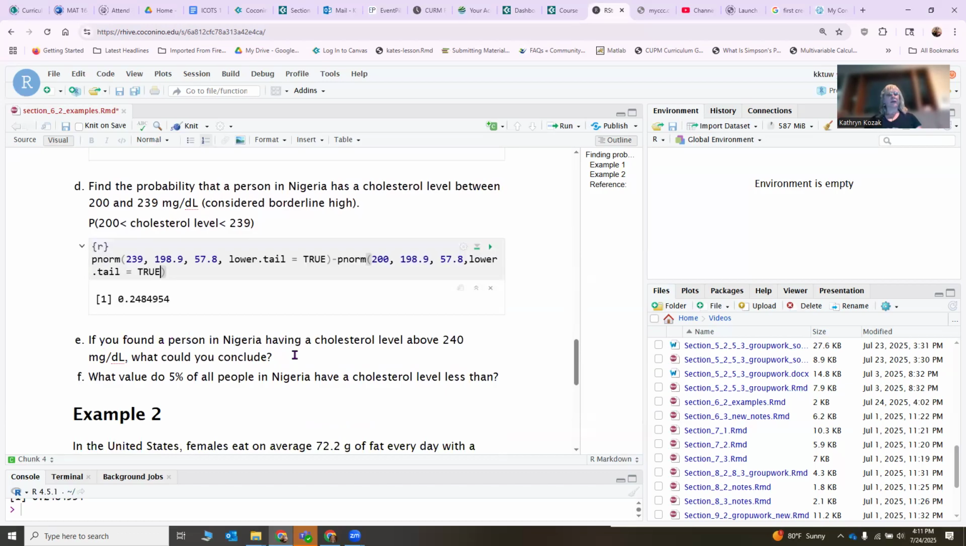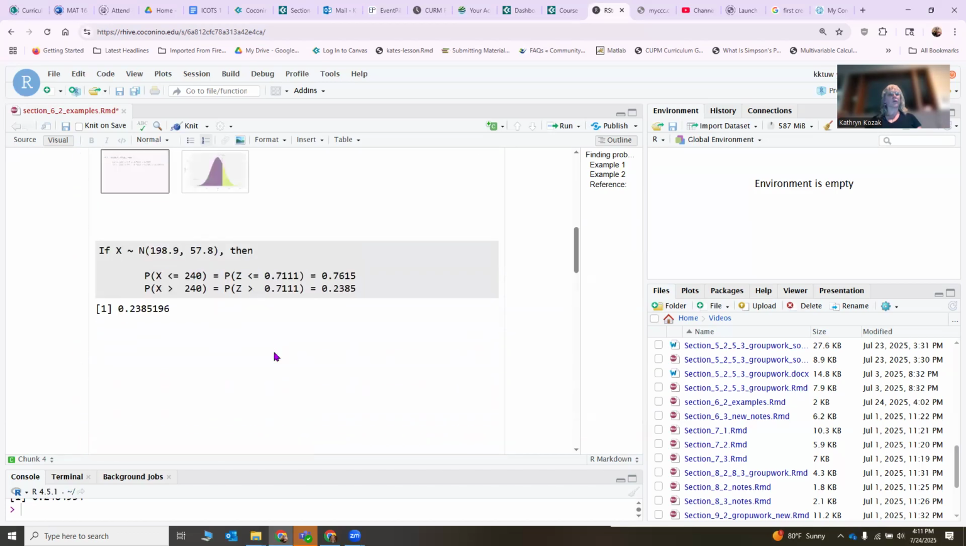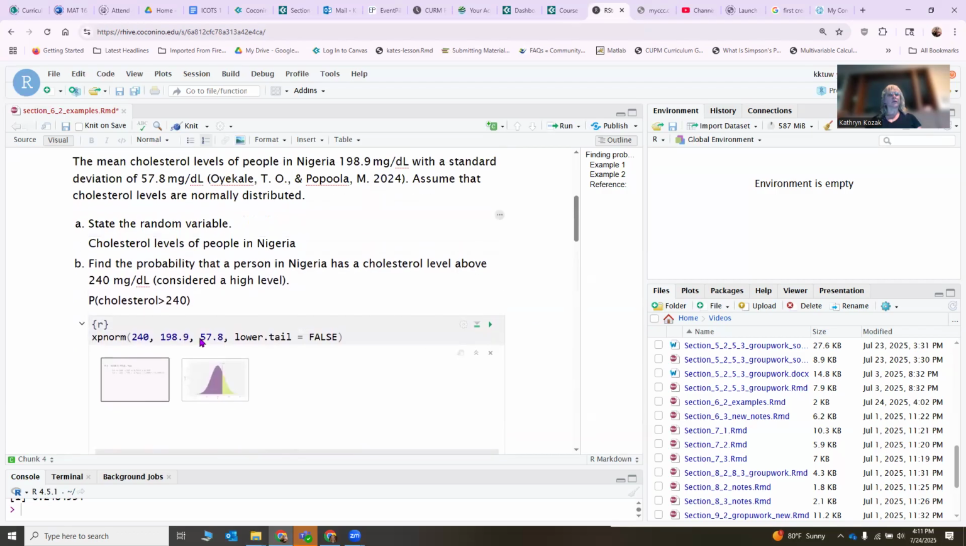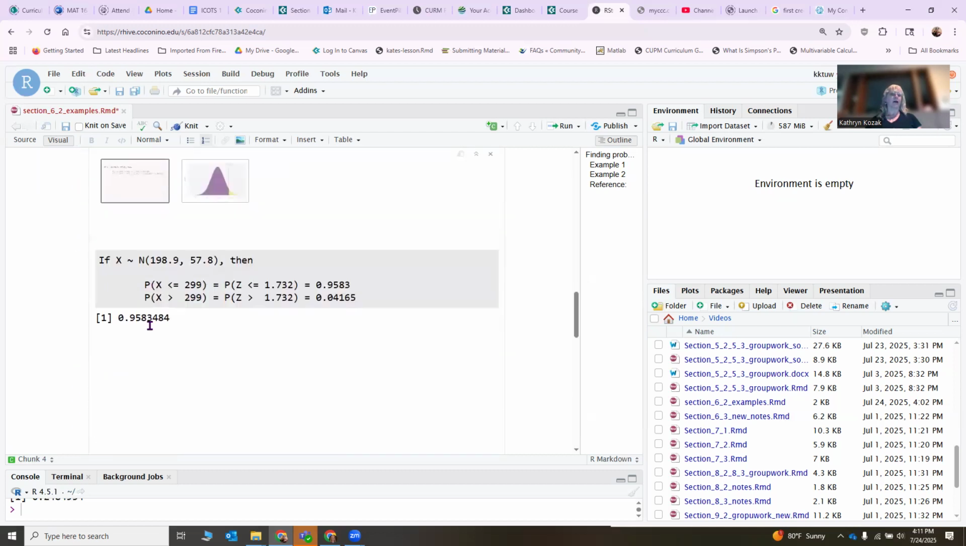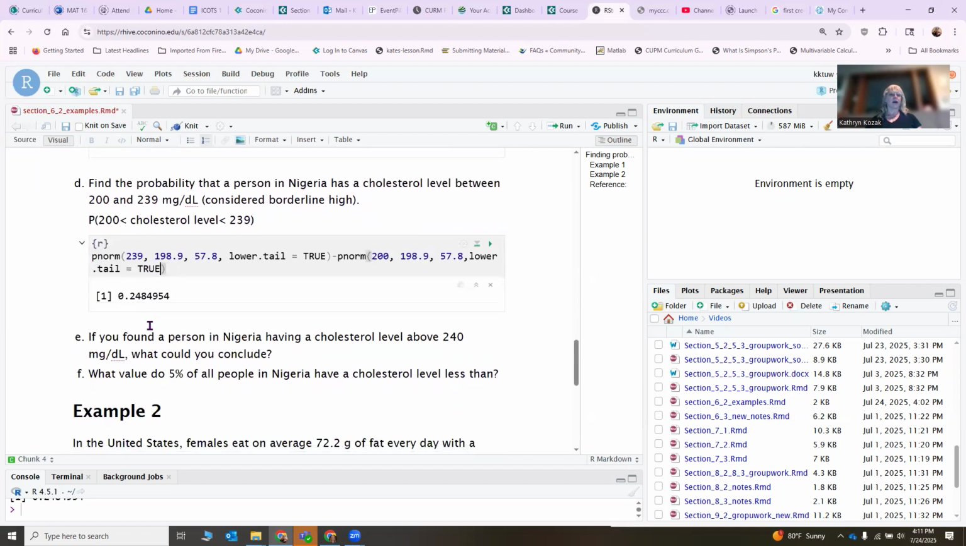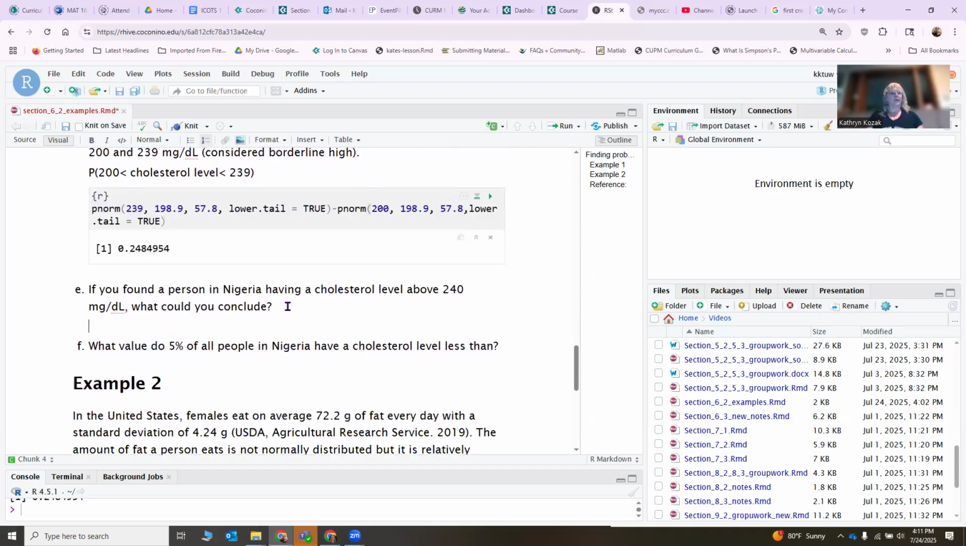If you found a person in Nigeria having a cholesterol level above 240, what would you conclude? So let's go back and look. What was 240's value? So 240 had a value of 24%. So 24% of people in Nigeria have high cholesterol. So I wouldn't find it all that unusual if that happened. And there'd be nothing to really conclude.